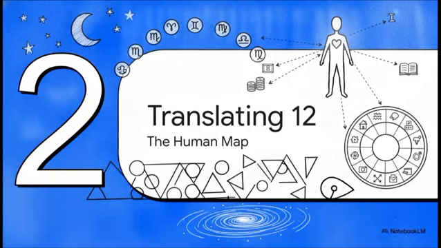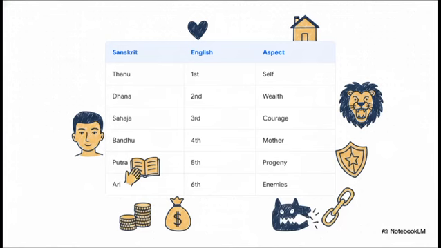Moving on to Section 2, translating the 12 houses, the human map. So, how exactly do these 12 astronomical divisions connect to us down here on Earth? It's genuinely fascinating how systematically the text breaks down human existence. Translating verses 31 through 38, we get the first 6 houses. The first house, Dhanu, anchors the physical self and constitution.